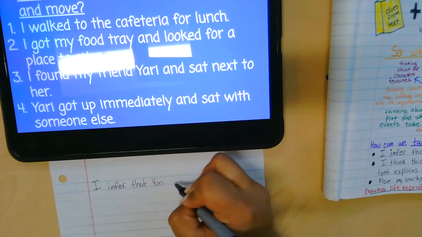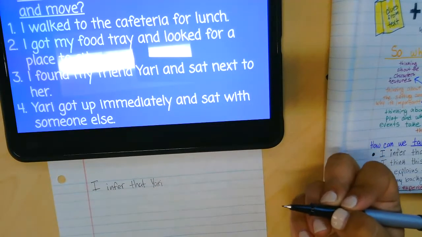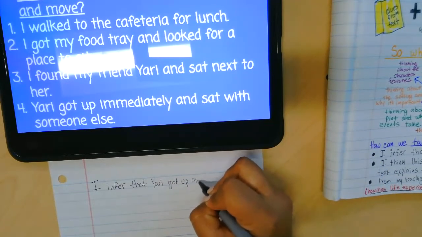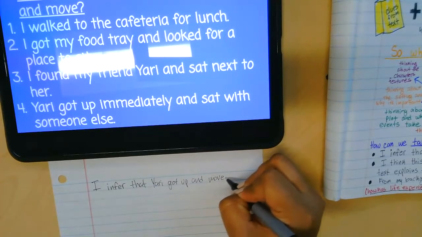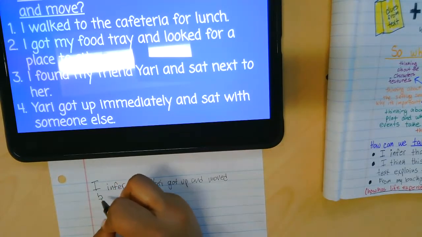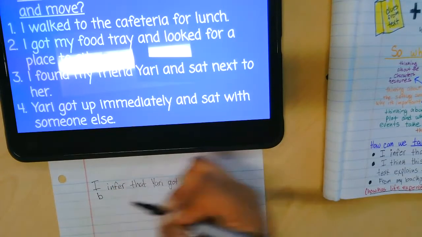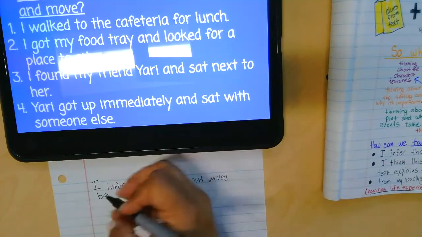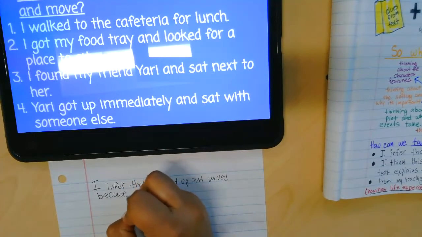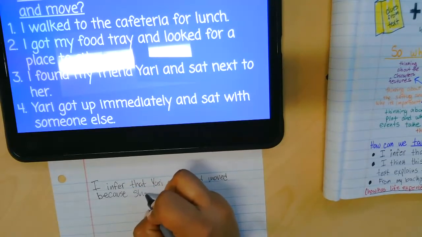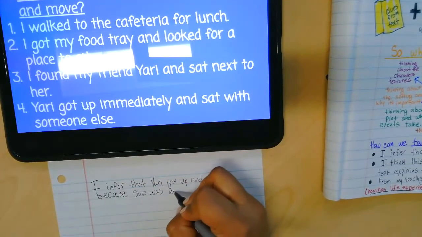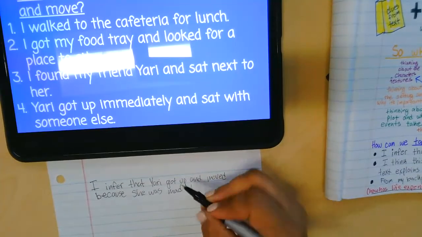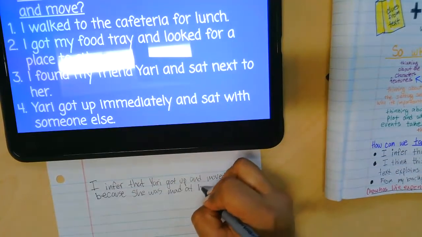I infer that Yadi got up and moved because she was mad. I infer that she moved, stood up, got up, and moved because she was mad at her. Okay.